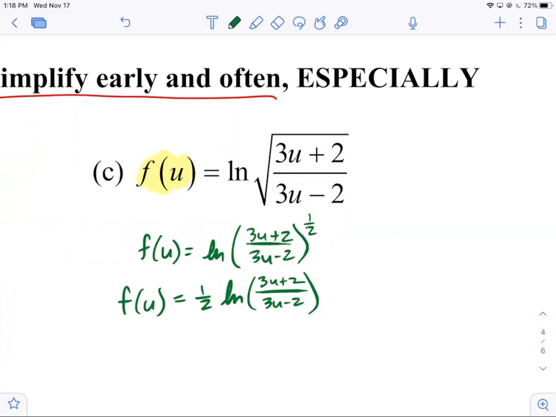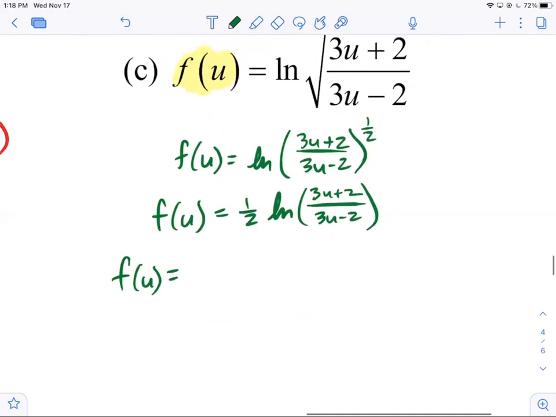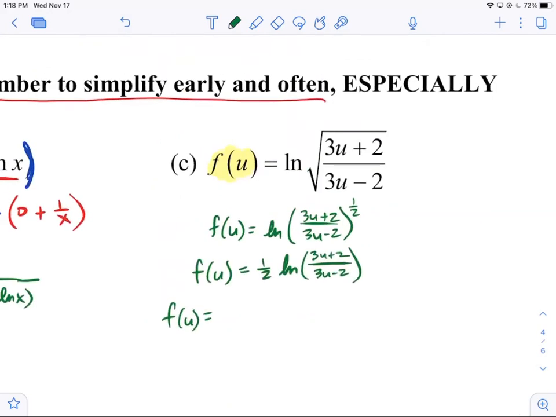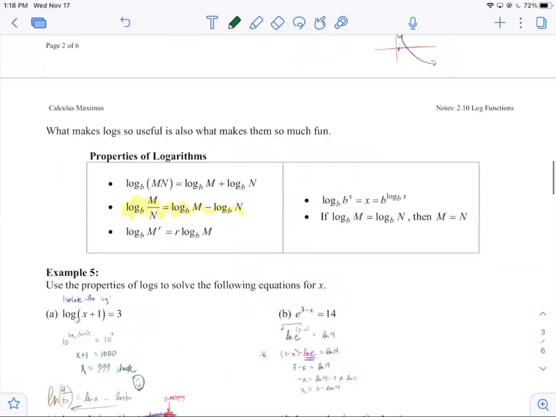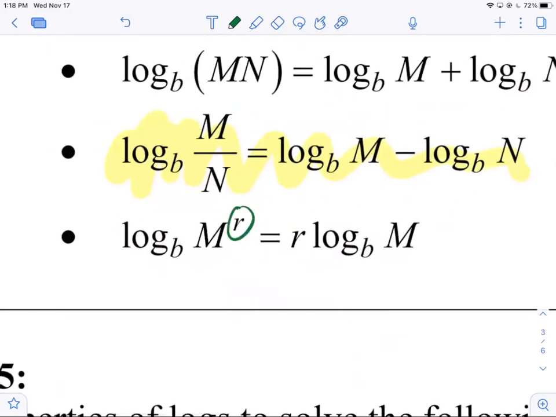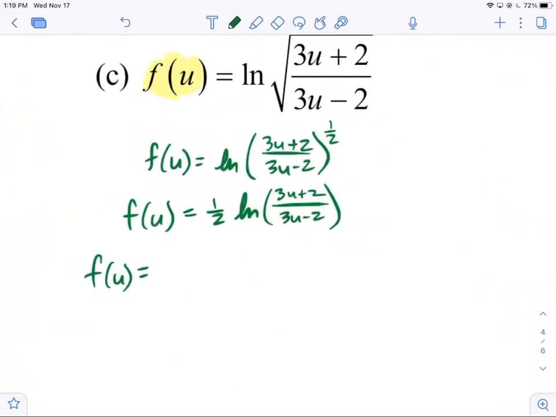Yes, I now have the log of a quotient, which turns into the difference of two logs. At this point, you want to be mindful of the 1/2 out front. I didn't take the derivative. It has the appearance of the power rule, 1/2 blob to the negative 1/2, but I didn't multiply and then subtract. All I did was use this property and bring the power out front. It is a nice observation, and that's why it's important to still call it f of u.